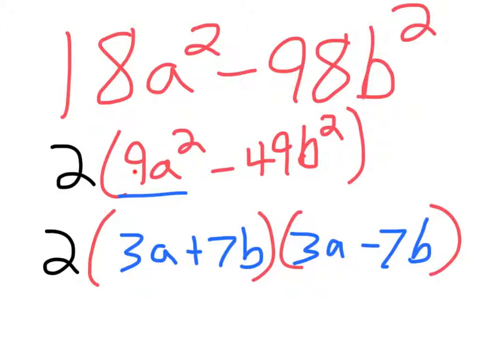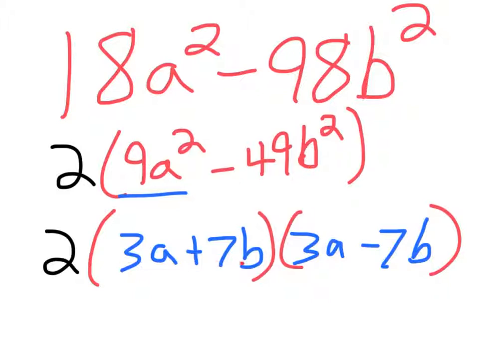3a times 3a gives us 9a squared. 3a times negative 7b gives us negative 21ab. 7b times 3a gives us positive 21ab, so positive and negative 21ab will cancel out. And then 7 times negative 7 will give you the negative 49b squared.